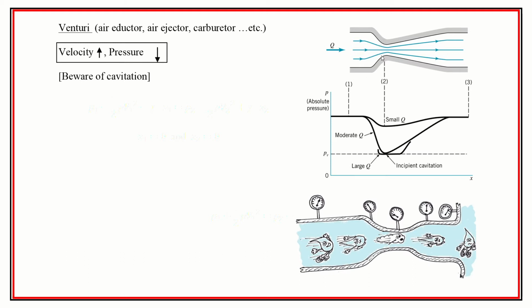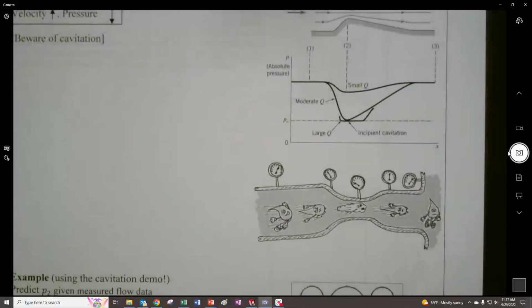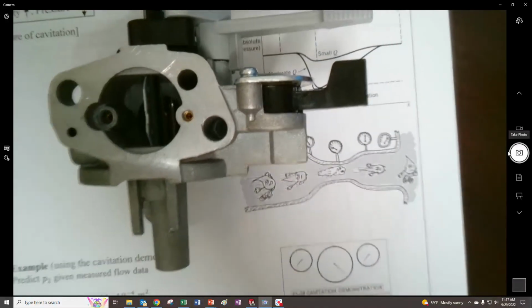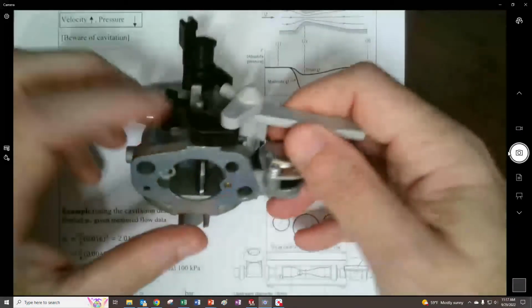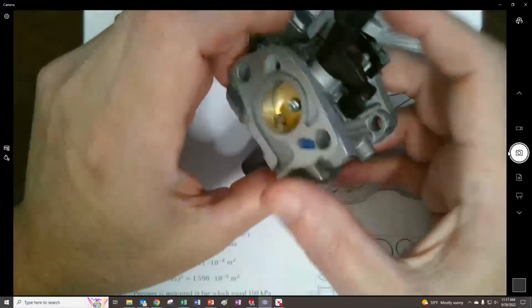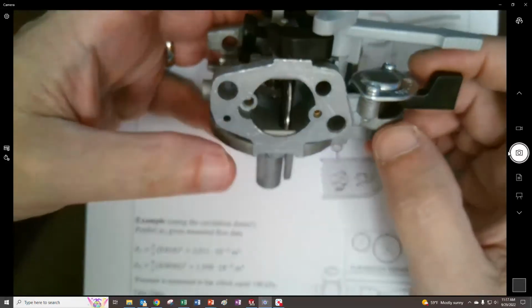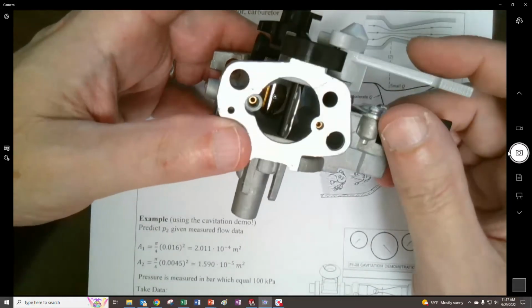And so that flow restriction creates this vacuum. And amongst the things is a carburetor. So I talked about it in class. I'll bring this in class right here. We have a carburetor that I got out of this little engine that I use in another class. And just a little quick tour of our carburetor.